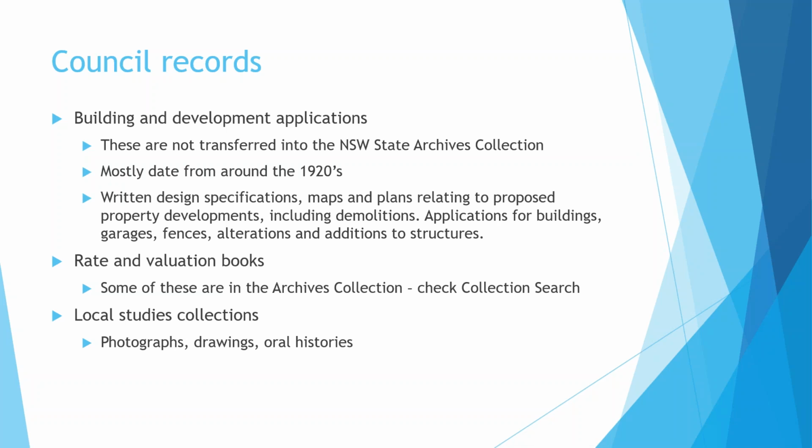Councils also created rate and valuation books, and some councils have transferred some of these books to the State Archives Collection. We'll have a look at what they look like later, but you can find out if we've got those through our catalogue collection search. And also through your local council, don't forget your local studies collection, usually found in the local library. There can be photographs and drawings, oral histories and other kinds of histories of the area that might also draw on what's happened or how and when your property was built.